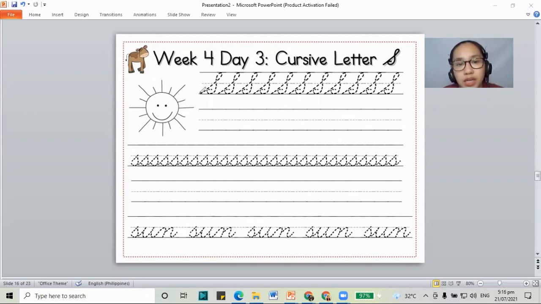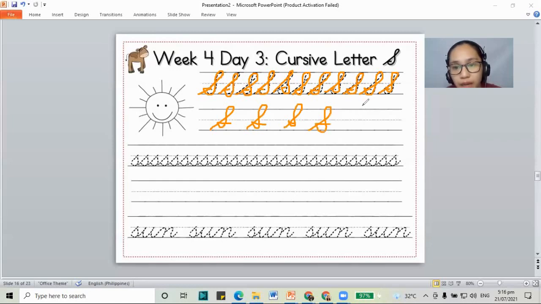Let's make letter S. Make a line going up, a loop, go make your line, and go in. That's how you make your capital letter S. Try to go in, make your letter S. That's how you make your letter S.